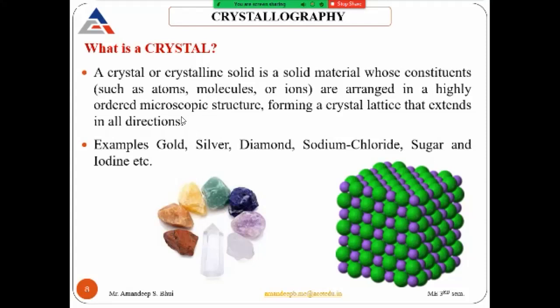So such formation is known as a crystalline solid. For example, gold, silver, diamond, sodium chloride, sugar, iodine, all these are examples of crystalline solids.